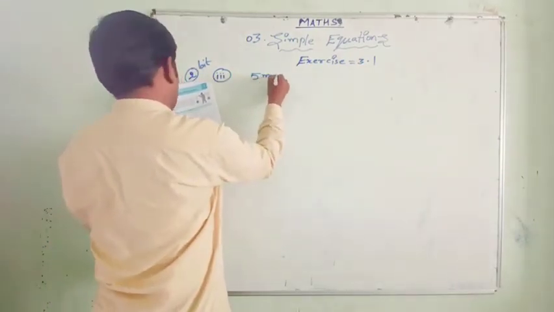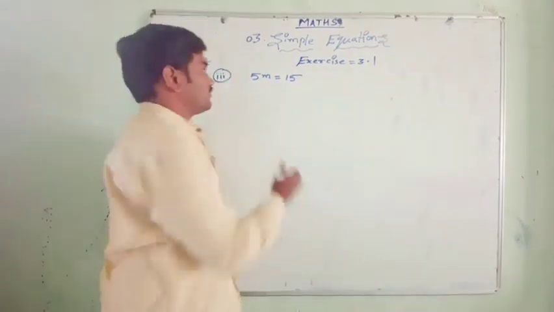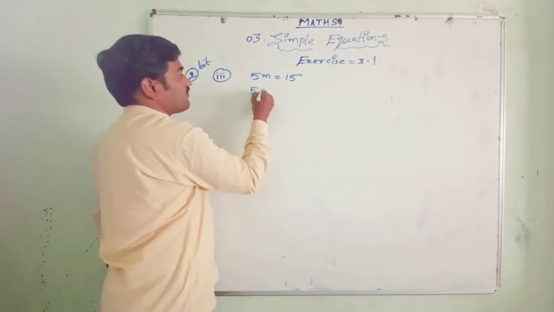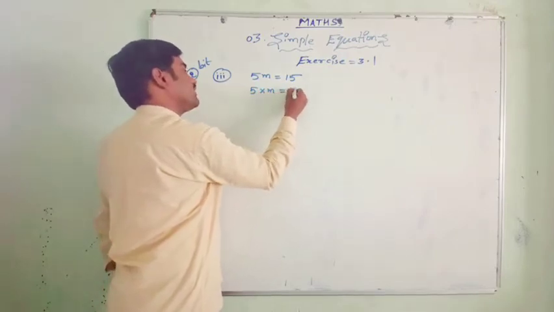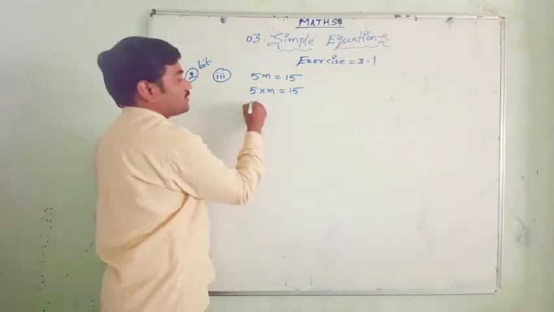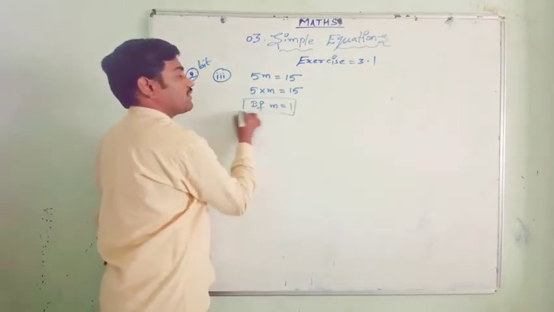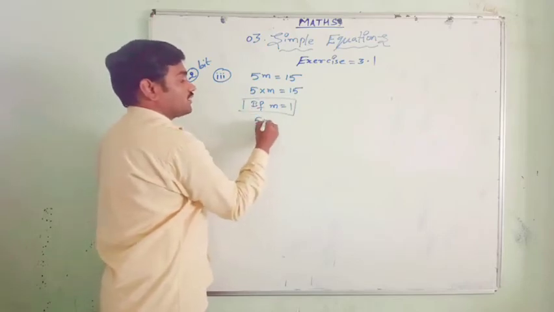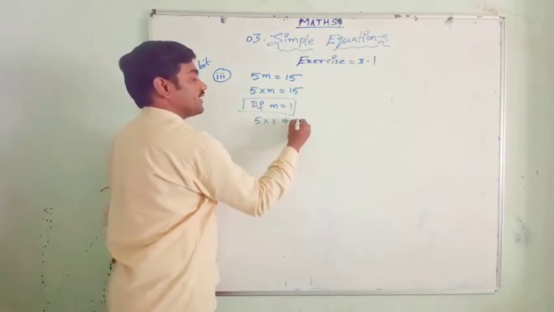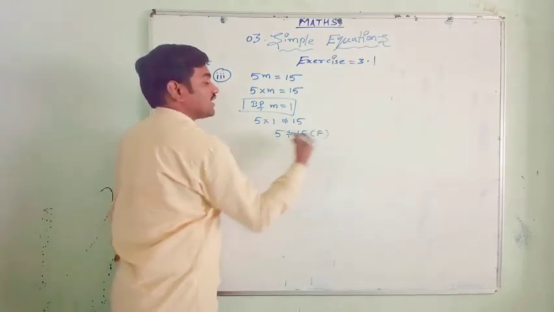Here 5m equal to 15. 5m is nothing but 5 into m. You know that 5 into m is equal to 15. Here we should know what value should come in the place of m. So if m equal to 1, then what happens? 5 into 1 is not equal to 15. You know 5 ones are 5. This 5 is not equal to 15. It is a false statement.